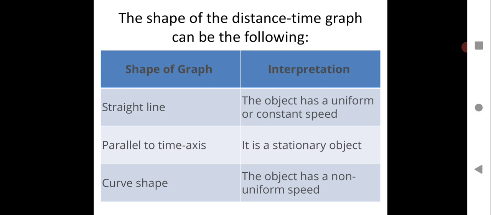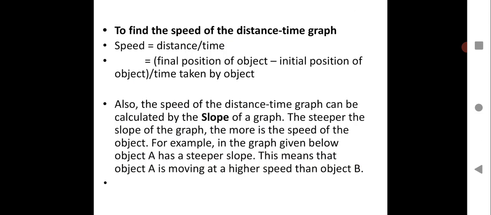So let us go next to find the speed from the distance time graph. First of all, you will write the formula. Speed is equal to distance upon time. So how are you going to take the distance of an object? You will take the final position of the object minus the initial position of the object, upon the time taken by the object. Please take down this formula in your notebook.